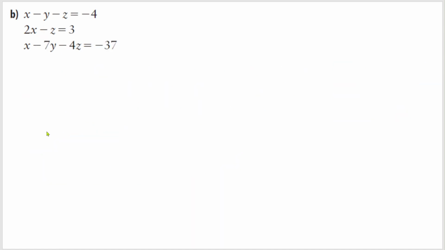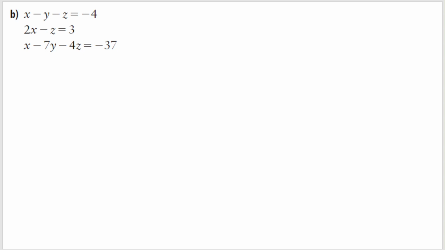Alright, if you don't have any questions, let's have a look at the last example. This example illustrates that sometimes we might have an unlimited number of solutions as well.